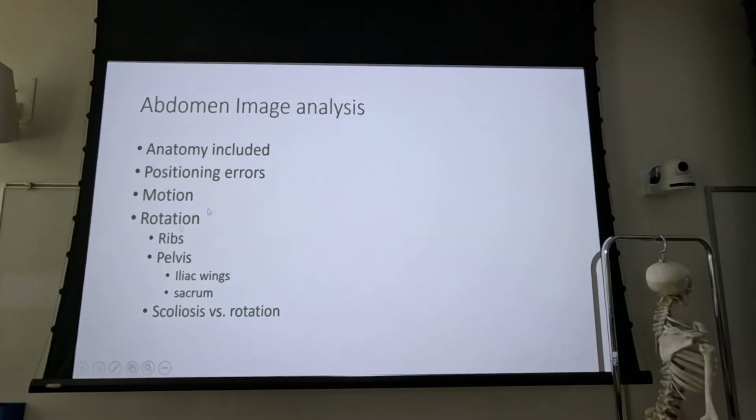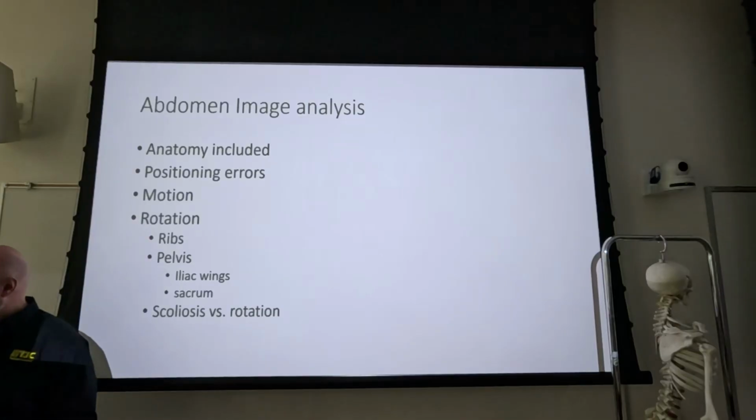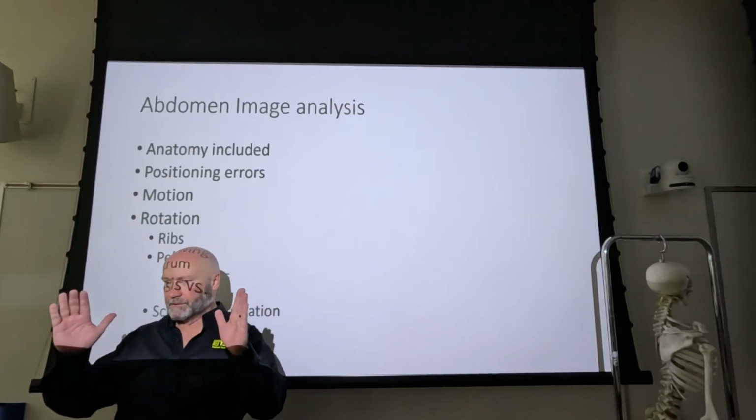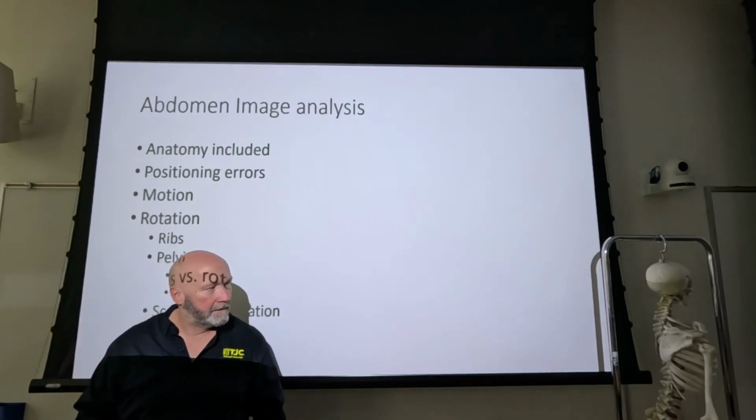All right. So what we're going to look at is your positioning errors. We're going to look for motion, rotation. We're going to look at the ribs, but more importantly, we're going to look at the pelvic wings. We're going to look at the position of the sacrum within the pelvis, but really the pelvic wings. And we'll just run through this real quick. All right, so your pelvic wings with patient straight AP.